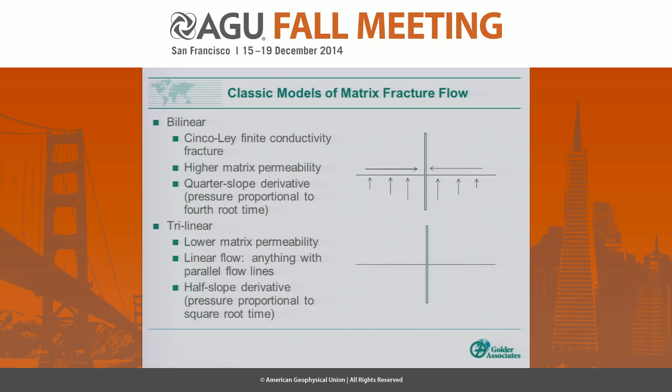A more recent model that's been developed by a number of people at School of Mines and Texas A&M is what might be called trilinear flow. In trilinear flow, you first of all produce from the fracture before you produce much from the matrix. And it's linear. That is, rather than being radial to a point, these are parallel flow lines. Linear flow produces, by the way, a characteristic half slope. It's basically pressure and rate proportional to the square root of time. So in trilinear flow, you basically deplete the fracture before you start to get significant flow from the matrix.